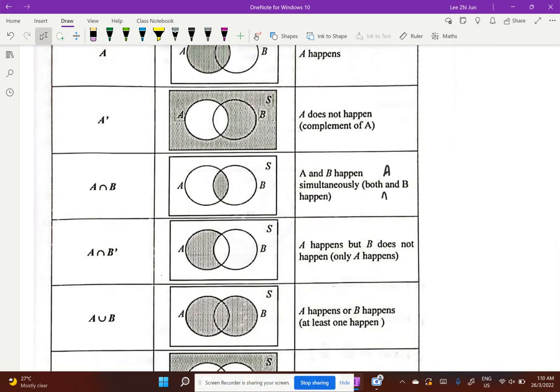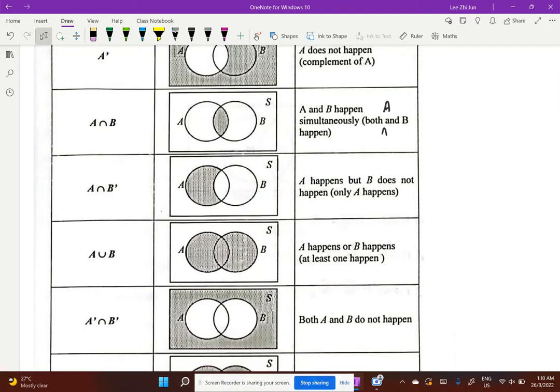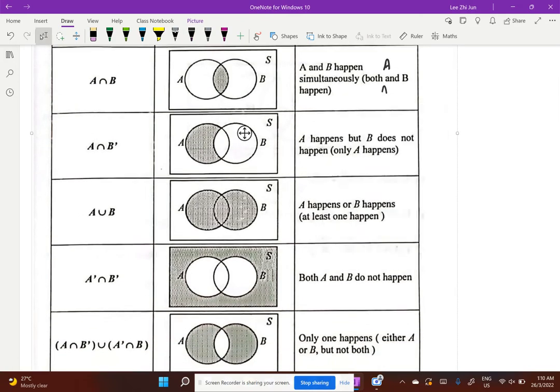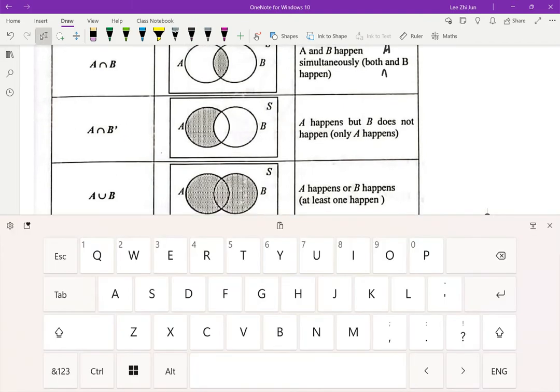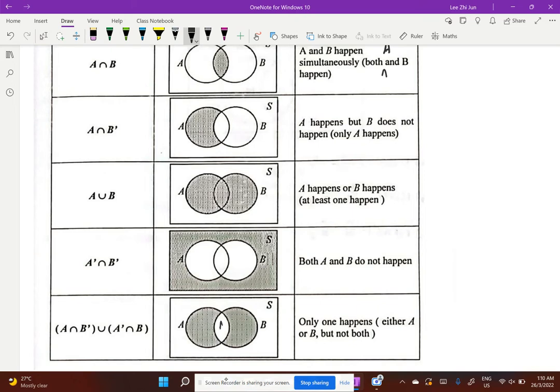A union B is A happens or B happens, at least one happens, so they are all considered. A prime intersect B prime means both A and B do not happen, so just the outside box. A intersect B prime union A prime intersect B means only one happens. A does not happen and B happens, so either A or B, but not both. So you need to exclude this intersection and this outside box.